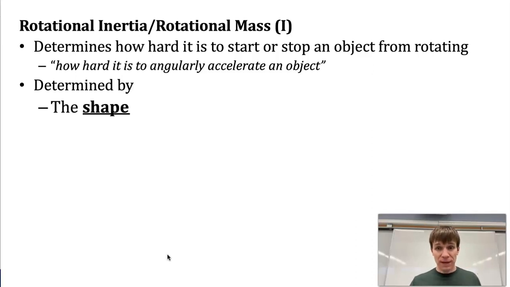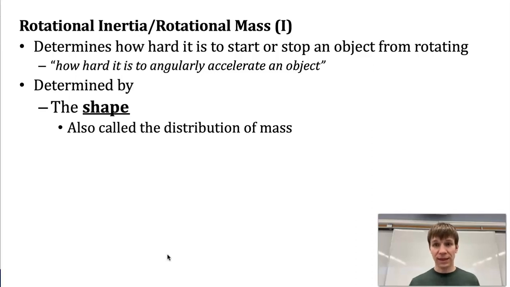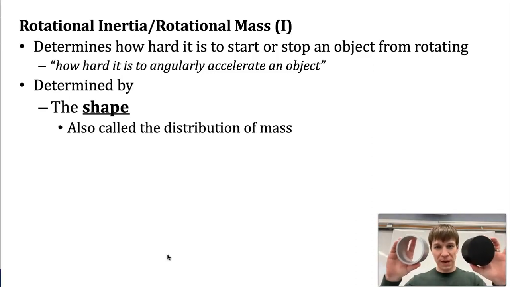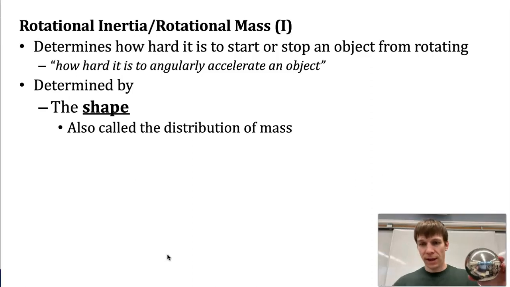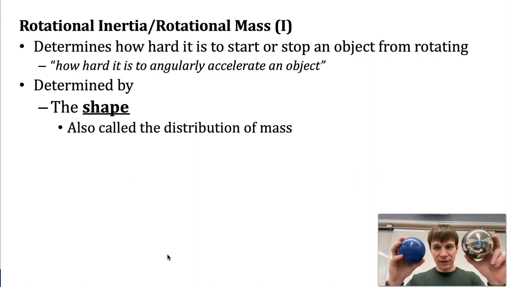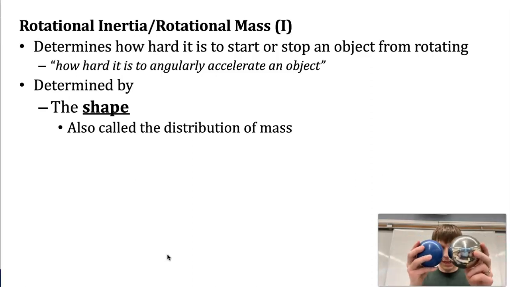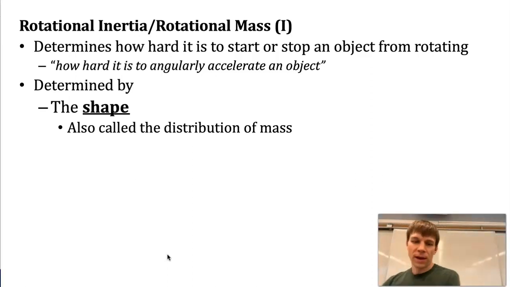It's the shape of the object. Remember, we said shape is also called distribution of mass. These two things have different shapes. This is a hoop. This is a disc. Okay? These have different shapes. This is a solid sphere. This is a hollow sphere. This is a solid sphere. You can't tell, but that's what they are. So distribution of mass is shape.